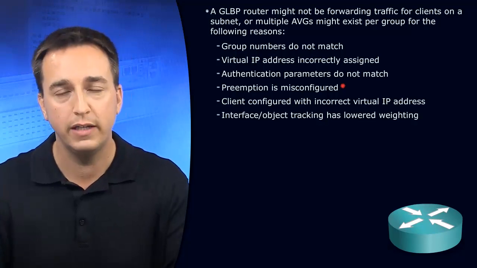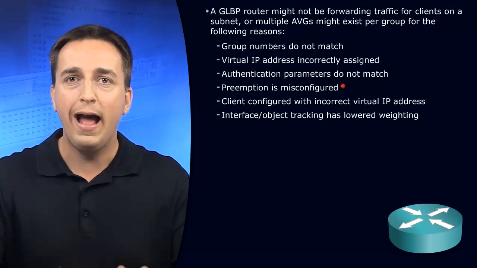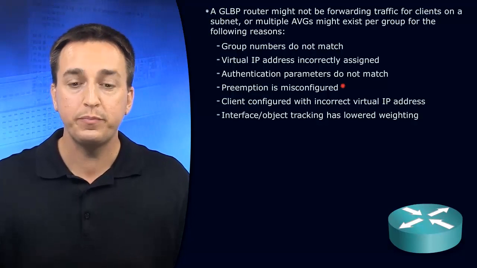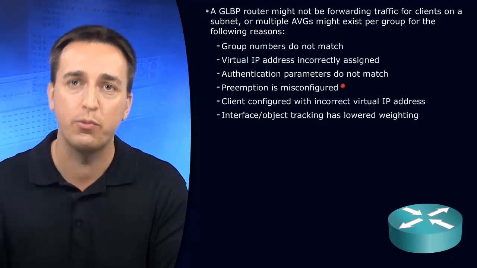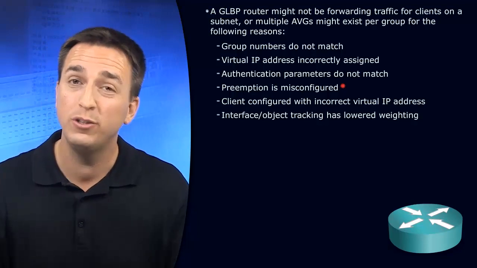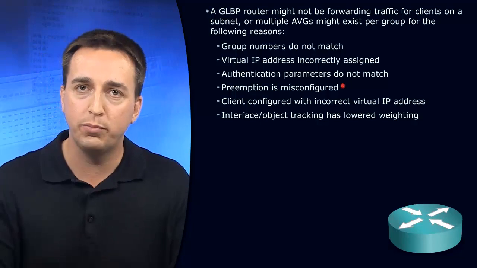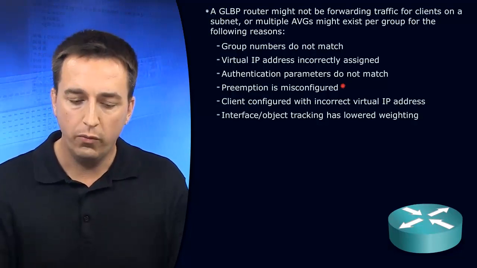Now, VRRP, it's enabled by default. But with GLBP, you have to elect an AVG, the overseer of the GLBP group. And the priority and the preemption is used for that process. And preemption is disabled by default. So you want to make sure that the AVG has the highest priority and preemption enabled if you want to control who that is.